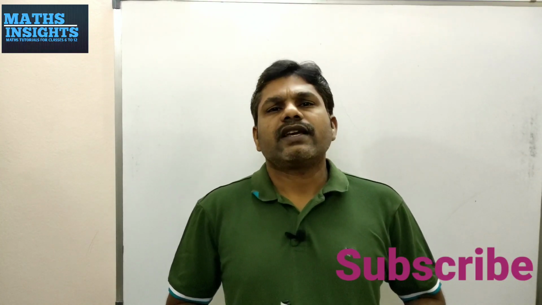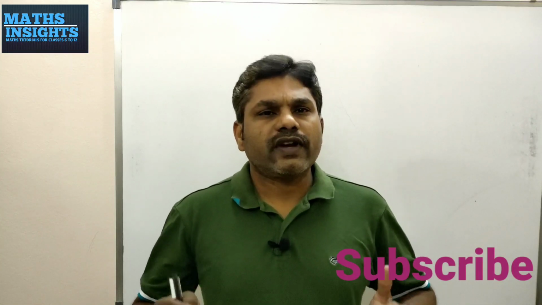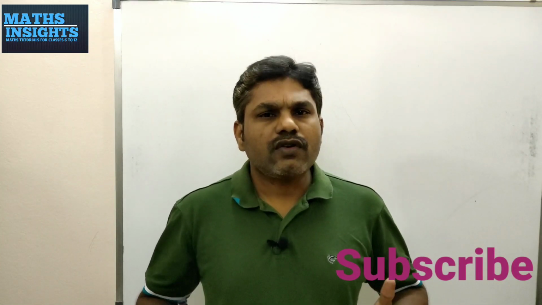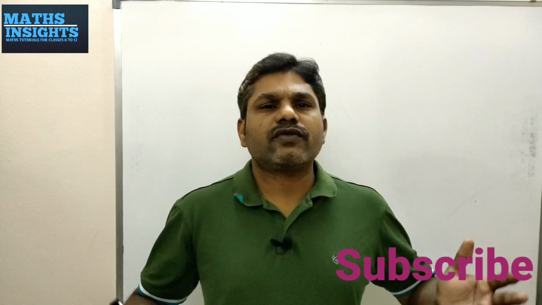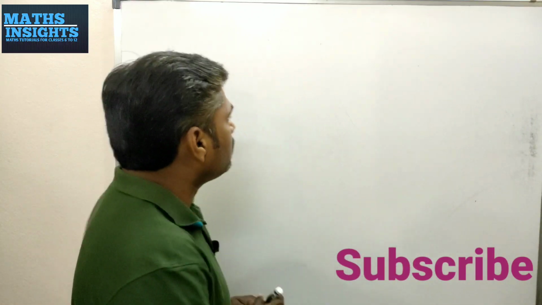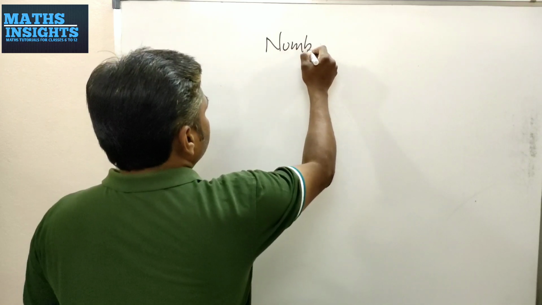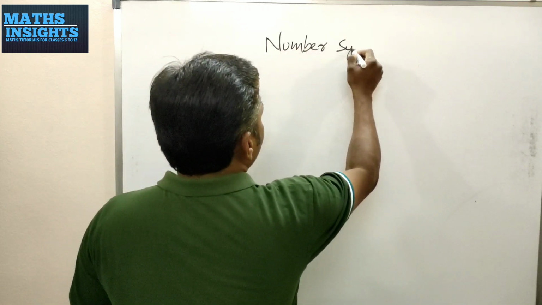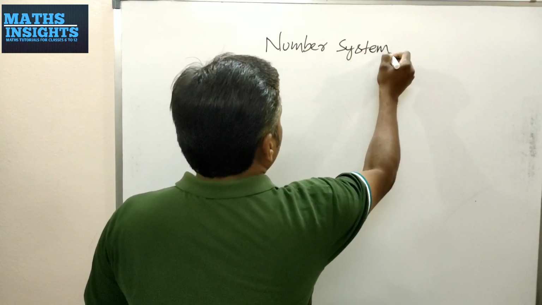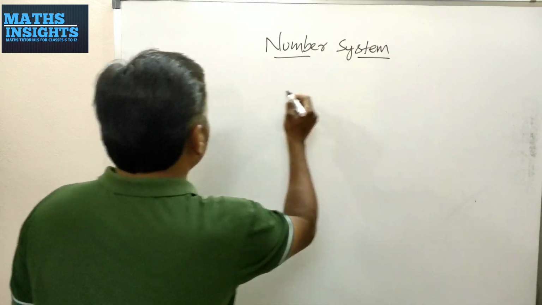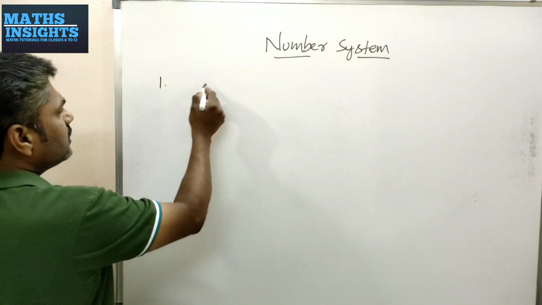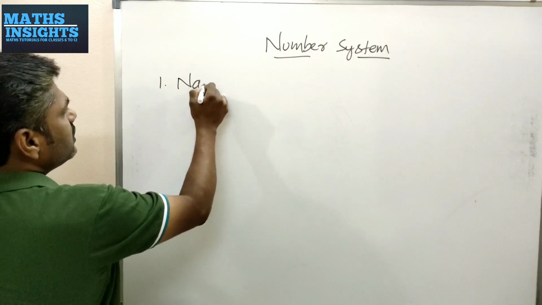So a set is a collection of well-defined objects. You have different types of number sets. So I am starting with the number system. The first set of numbers are natural numbers.